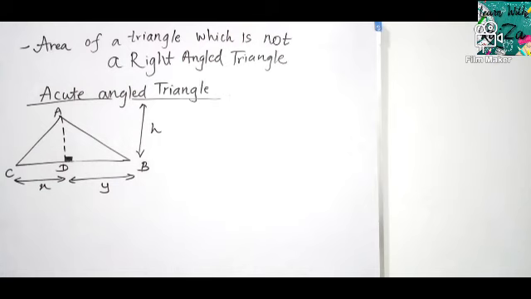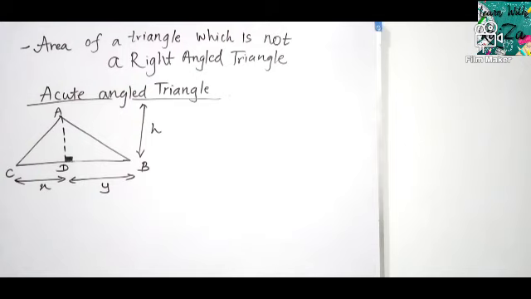Okay students, next one. Area of a triangle which is not a right angled triangle. First of all, we discussed the area of a right angled triangle. Right angle means an angle of 90 degrees. So now we are discussing areas of triangles which are not right angled. If we consider that topic, we have two triangles, that is acute angle triangle and obtuse angle triangle.